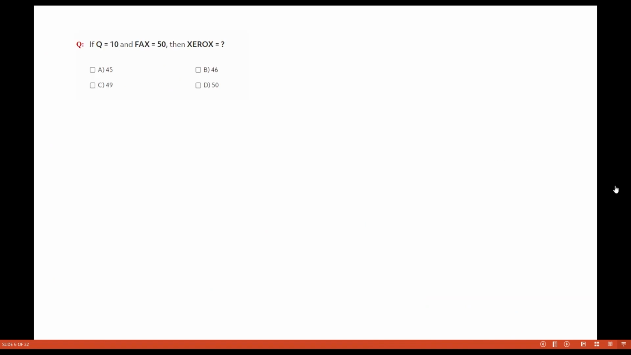Okay. Now let us look at this. It is saying Q is equal to 10. Okay. Q is equal to 10. Fine. So this one is saying Q is equal to 10. Then it is saying FAX is equal to 50. Then what does XEROX mean? Okay, so let us try to understand: Q is equal to 10, FAX is equal to 50, and then what does XEROX mean? Okay, so let us see.